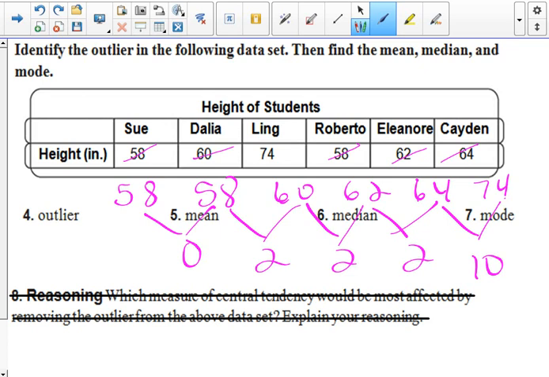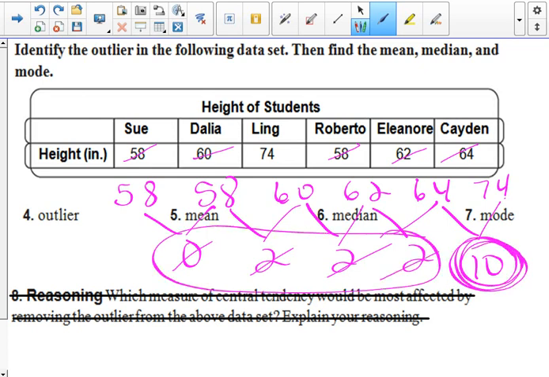So, did anybody find your outlier yet? 74. 74. Because when you take the difference, you line all these up, you get 58, 58, 60, 62, 64, 74. And you might be able just to see it by just scanning it. But like I said, it's not always that obvious. So, to do it, take the difference between them all, and you get 0, 2, 2, 2, and 10. 10 is that one that's greatly different from all these. So that means that this guy right there is our outlier, 74.